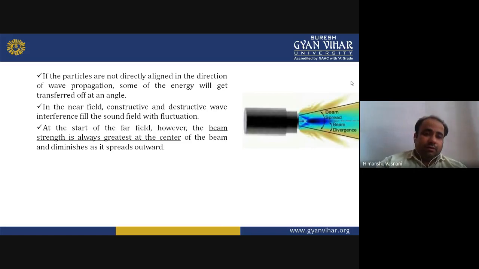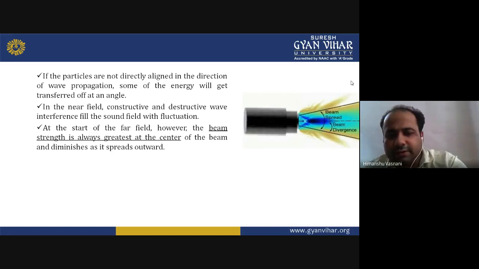In the near field, the constructive and destructive wave interference fills the sound wave with fluctuation. At the start of the far field, however, the beam strength is always greatest at the center of the beam. It diminishes as it spreads outwards. You can see how it is spreading outwards. The blue zone at the center of the beam is the one having the strength.